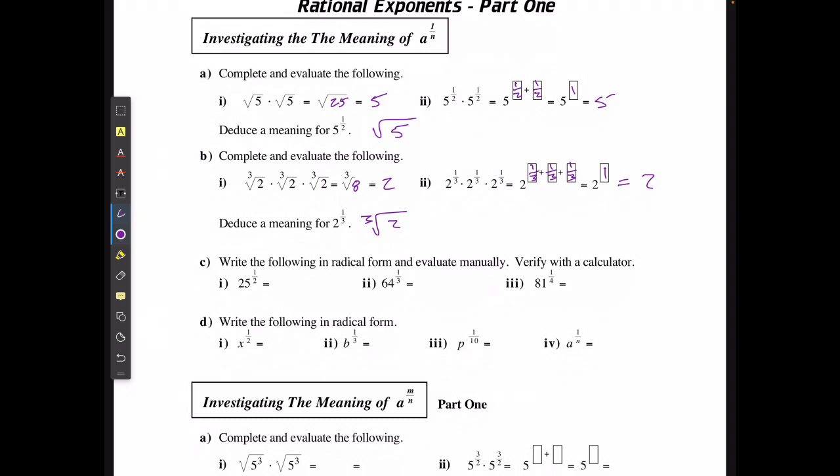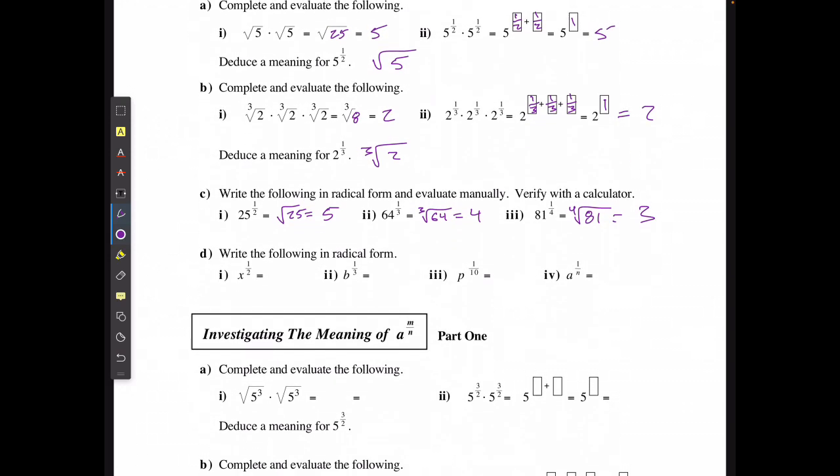If I have 25 to the 1/2, that's the same as the square root of 25, which would be the same as 5. If I have 64 to the 1/3, that's the same as the cube root of 64, which is just 4. If I have 81 to the 1/4, that's the same as the fourth root of 81, which is 3.